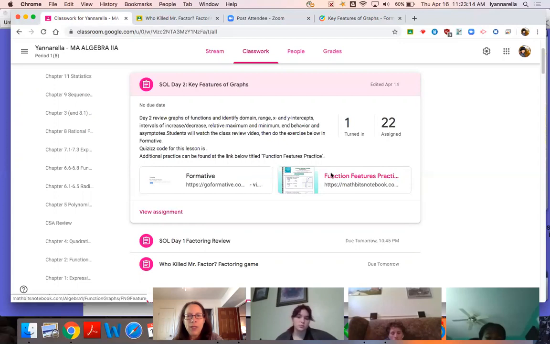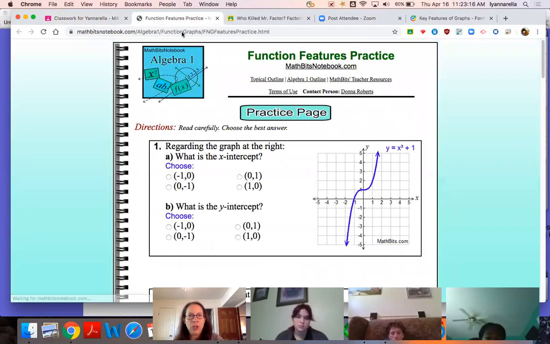Oh, and this is really cool. I don't have any way you can show me your work, so I just put the link there, but I would highly recommend you do this before you do the quizzes. For instance, regarding the graph at the right, what is the x-intercept? Which one of these 4 should I choose?